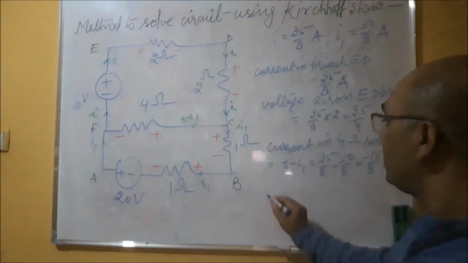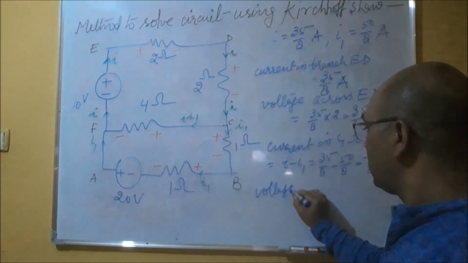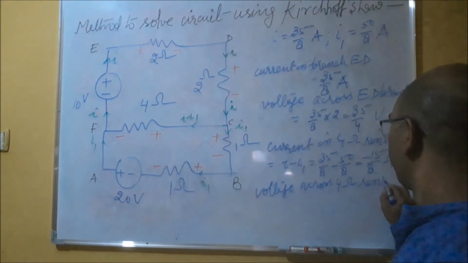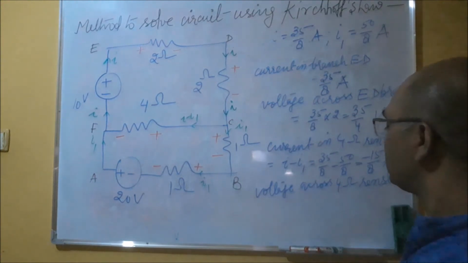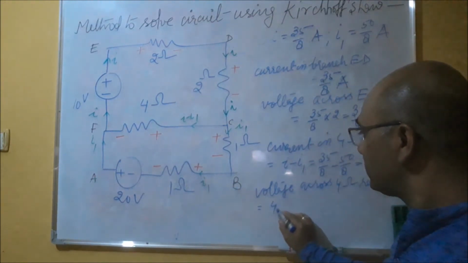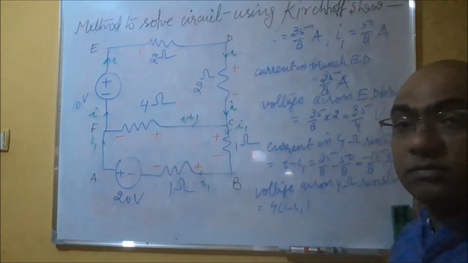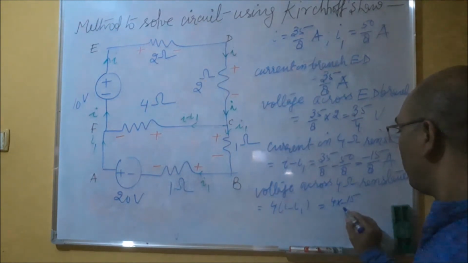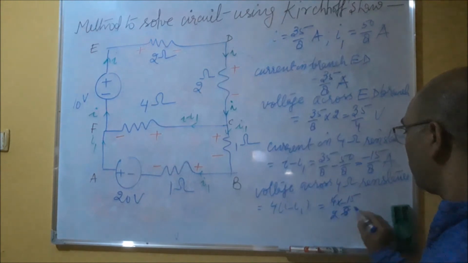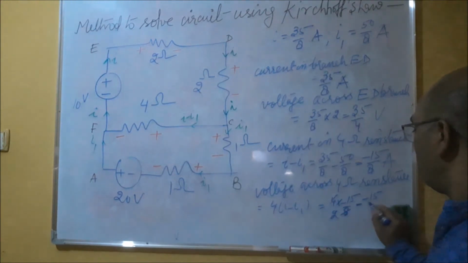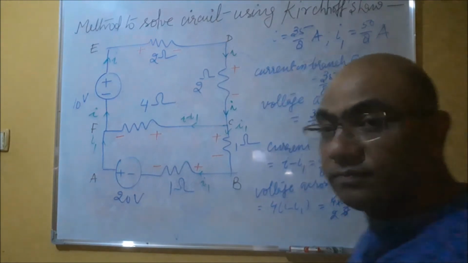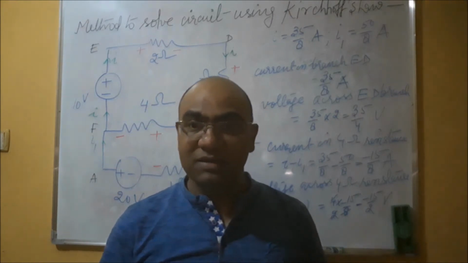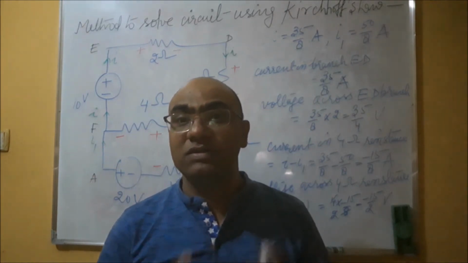Right? Similarly, the voltage across 4 ohm resistance will be 4 times I minus I1, right? So this will be 4 into minus 15 upon 8, so minus 15 upon 2 volt. So in this way, friends, we can find the voltage across any resistance and the current in any resistance.